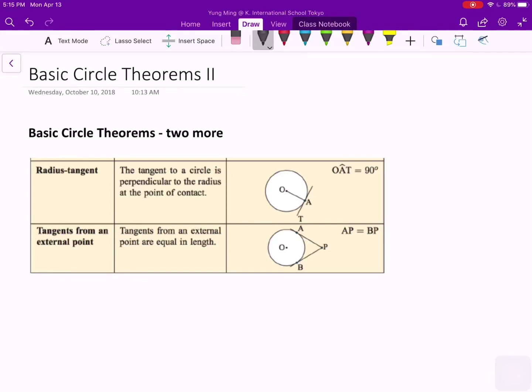Alright guys, welcome back. Today we're going to talk about two more basic circle theorems. We saw two from yesterday, and today we're going to look at two more. The first one is called the radius tangent theorem.